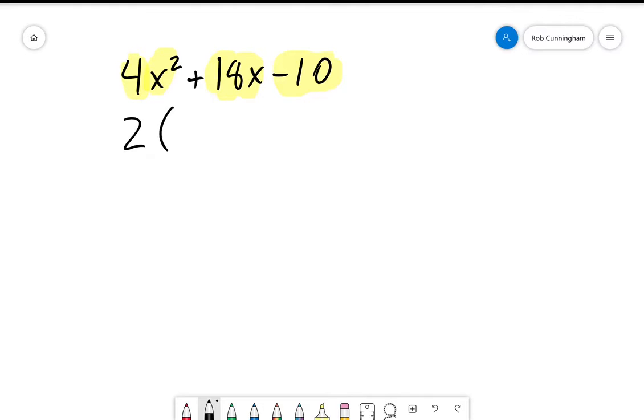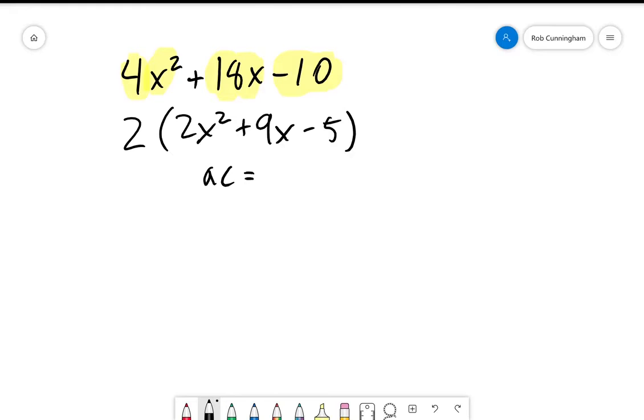And when we do that, well, 4x squared divided by 2 is 2x squared. 18x divided by 2 is 9x. And negative 10 divided by 2 is negative 5. We're making the numbers smaller to make our lives easier. You could just jump straight to multiplying 4 times negative 10 and get negative 40 and go from there. You would still get to the correct answer, but this makes it so much easier. Okay, so we're going to ignore that 2 for a moment and just work with the trinomial.